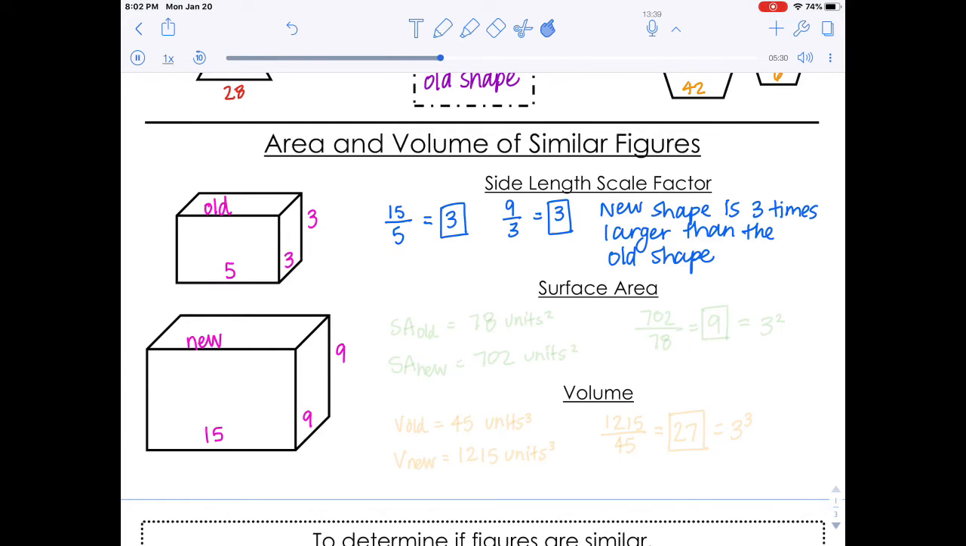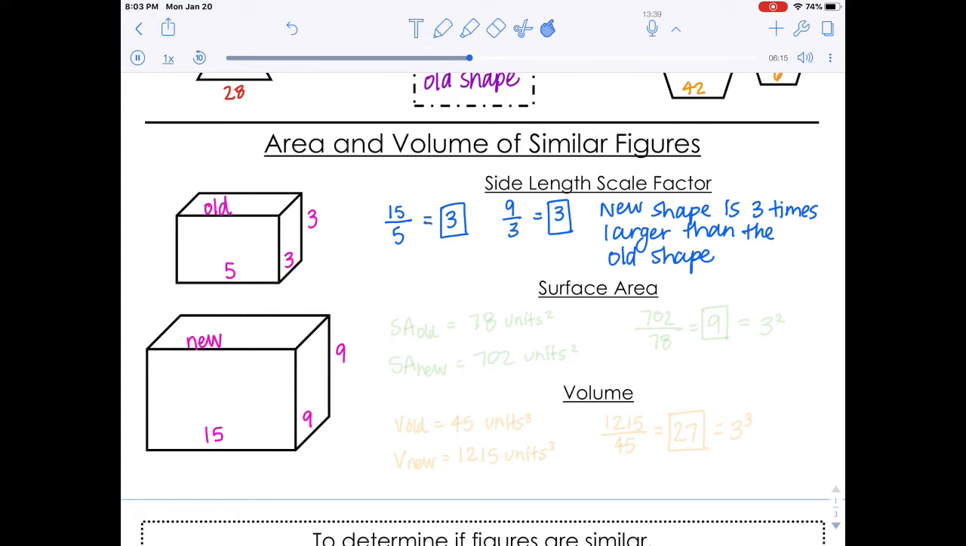Now, we haven't covered surface area yet, but to find the surface area of a prism, you basically have to find the area of each face and base of the prism. Since we're going to get into that later, I'm just going to go ahead and tell you the surface area for each of the prisms, so that way we can get to what the scale factor looks like. So the surface area for the old shape is 78 units squared, and the surface area of the new shape is 702 units squared.